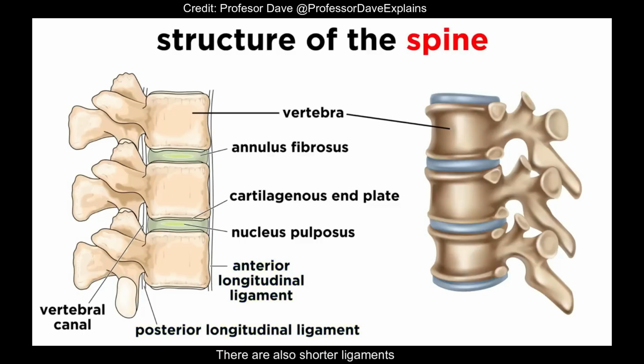There are also shorter ligaments that connect adjacent vertebrae, as well as intervertebral discs. These are cushiony pads made of a nucleus pulposus, which is the more elastic part, surrounded by an annulus fibrosus, with lots of collagen. These are found in between each vertebra, acting as shock absorbers when we run and jump.